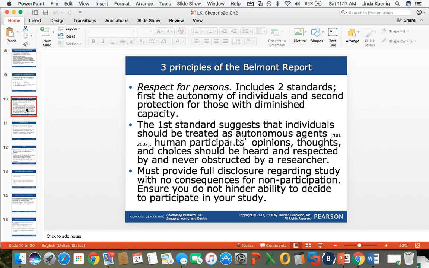And that if we're dealing with human subjects who have a diminished capacity, in other words, maybe they're children, they're prisoners or inmates, or they're mentally retarded or developmentally disabled, then there are special protections for those individuals.